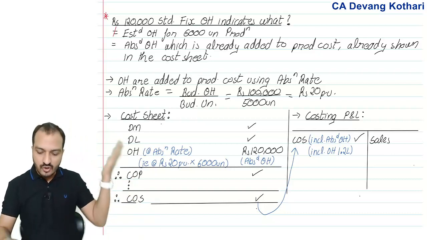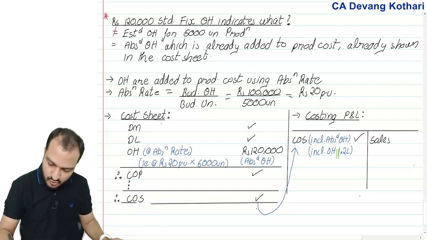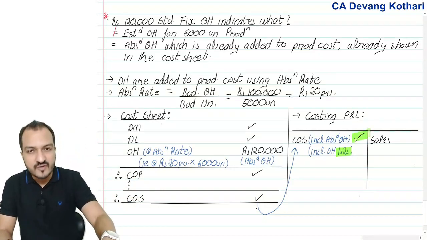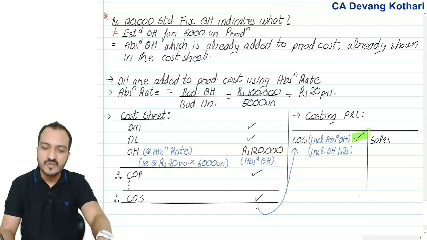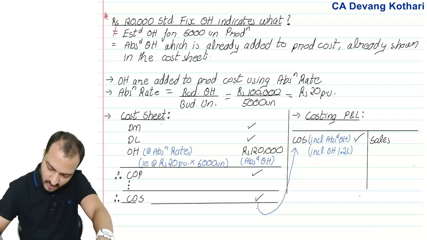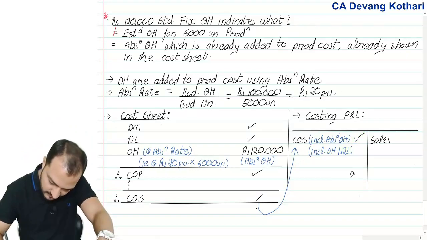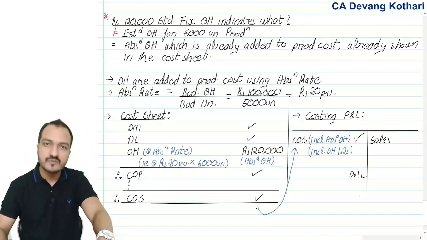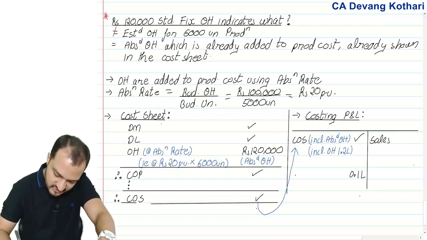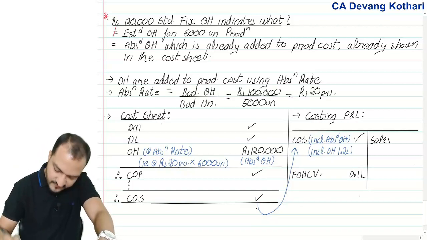Your P&L already contains 1.2 lakhs overheads on the debit side, but the actual overheads that you have incurred is 1.3 lakhs. So now how much extra overheads you need to further adjust in the P&L? Well, now you need to adjust only 0.1 lakhs. Now you need to adjust only 10,000 rupees overheads in the P&L. That is called my fixed overhead cost variance.